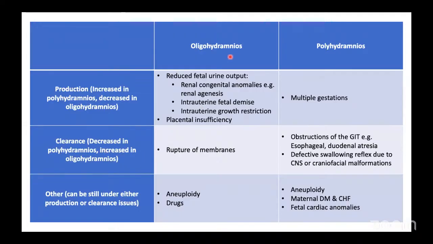So in oligohydramnios, it would be increased clearance. Polyhydramnios, it would be decreased clearance. So the answers are listed out here. These are the easy ones to remember.